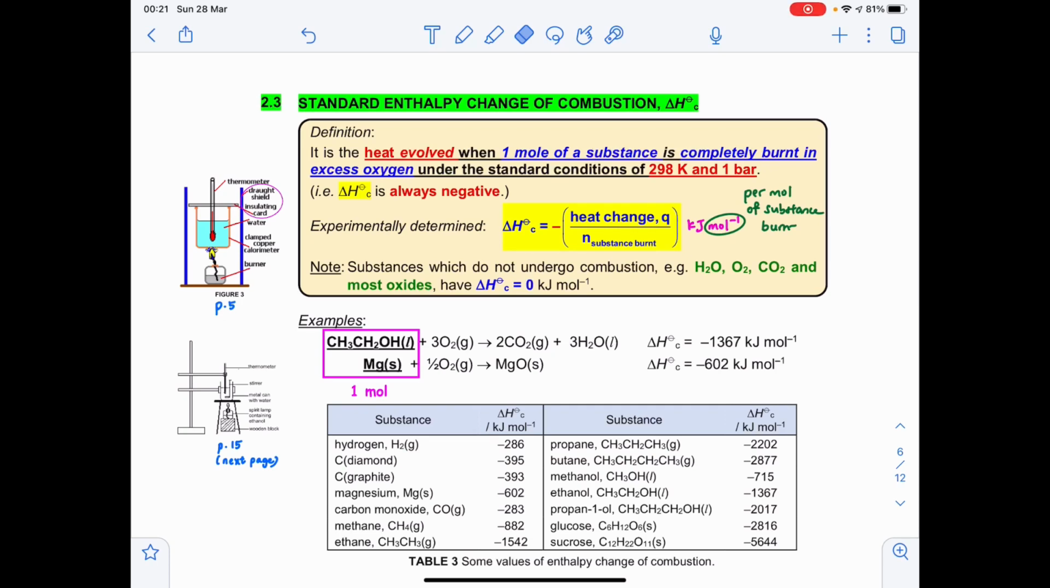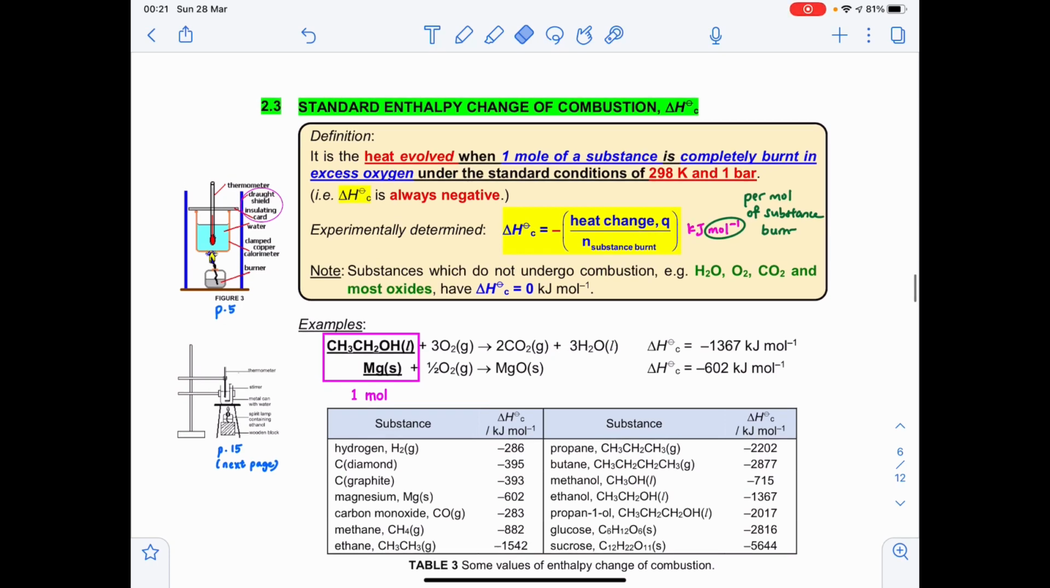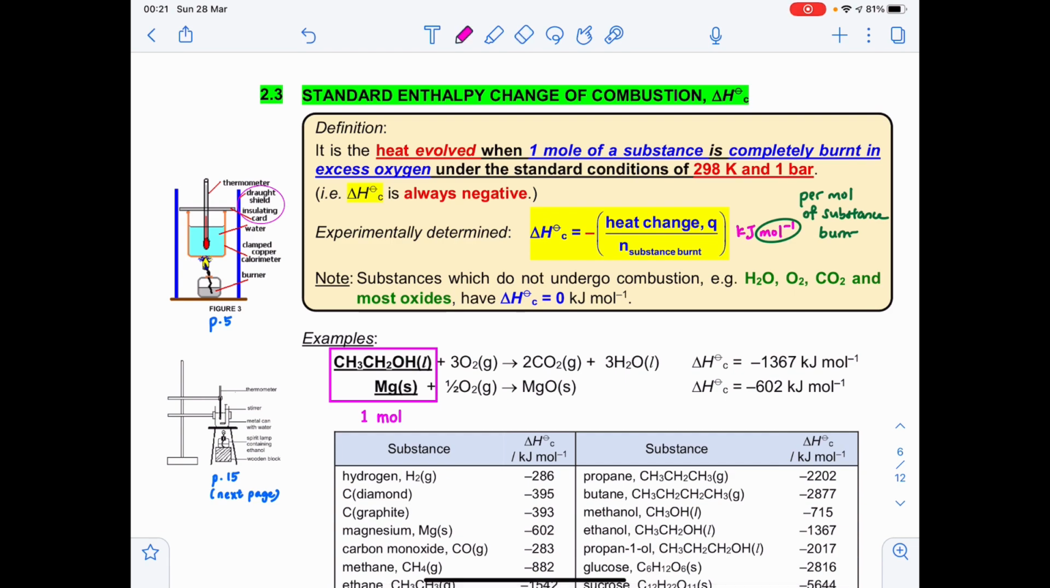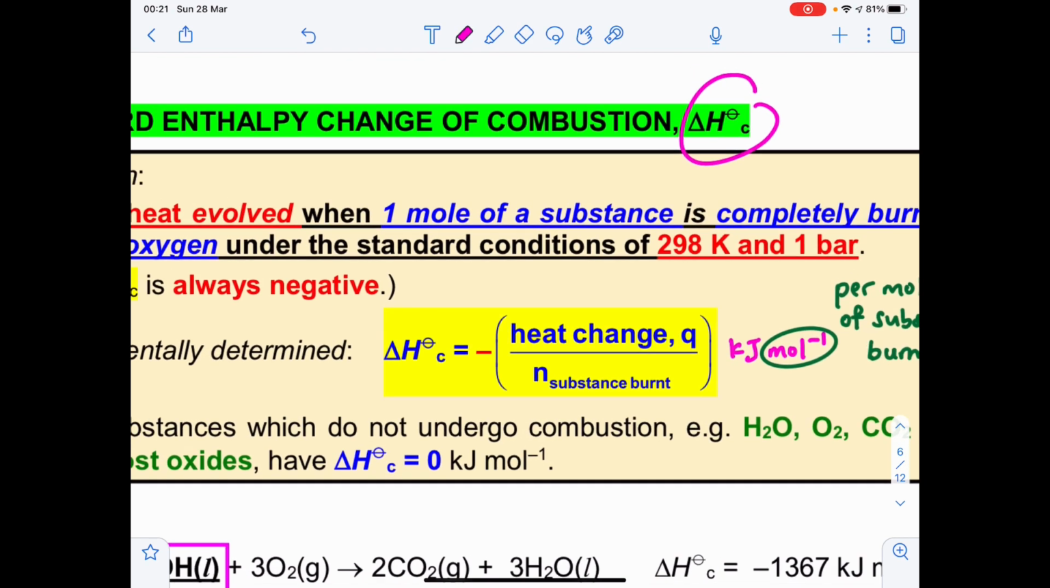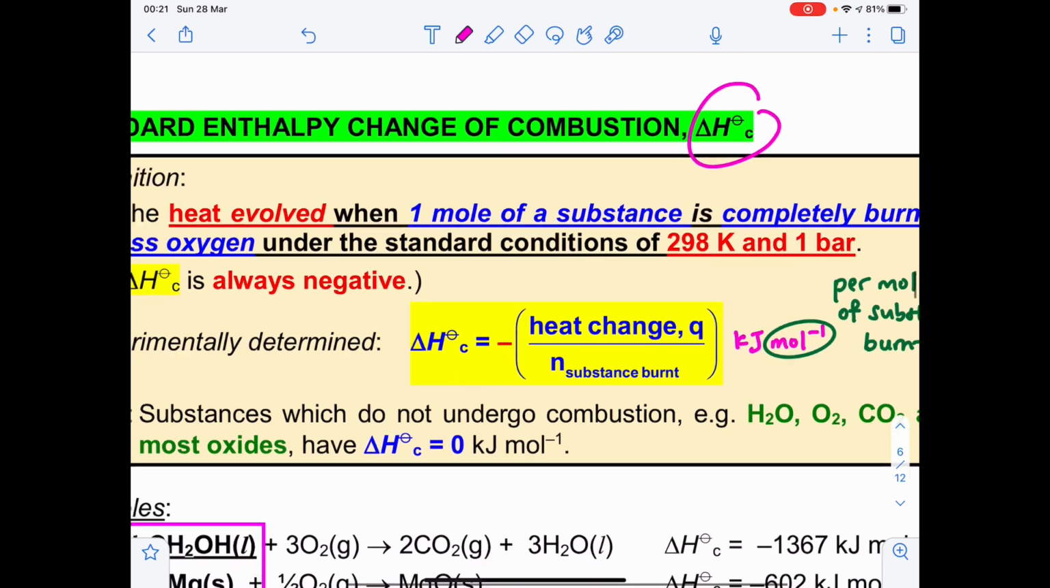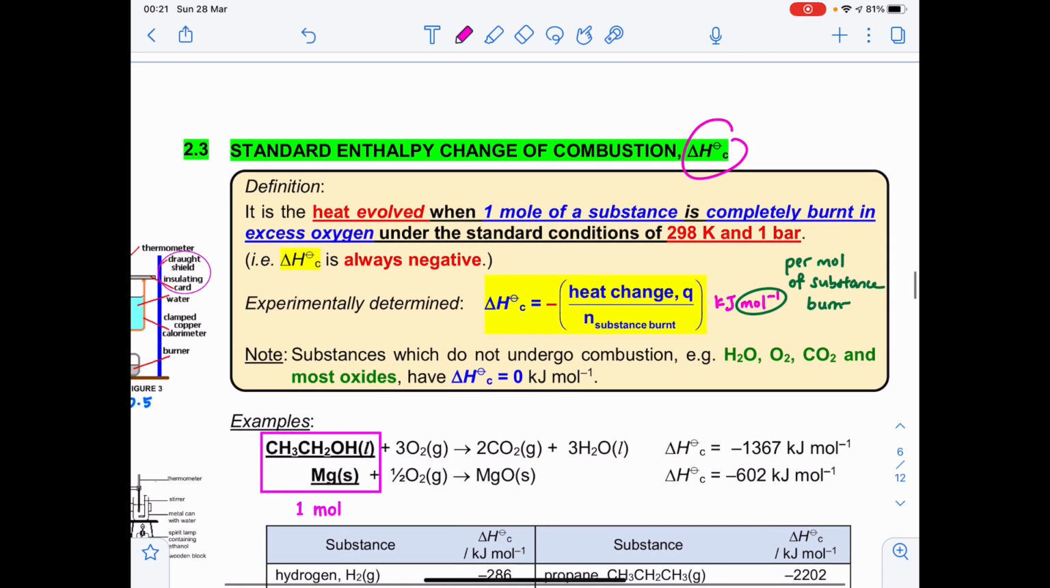Let's move on to section 2.3, the standard enthalpy change of combustion. It has a symbol of ΔHc, where c stands for combustion. It is the heat evolved when 1 mole of a substance is completely burned in excess oxygen under standard conditions of 298 Kelvin and 1 bar.